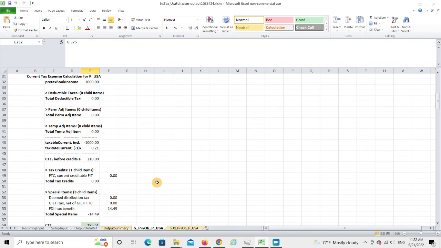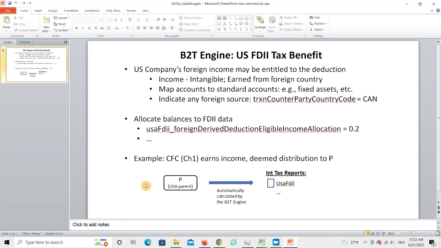So we see the engine takes care of a lot of details. To summarize, the user only needs to map his accounts to the standard accounts, such as fixed asset. And he needs to specify any foreign source country for the income or expense account balances. Then the B2T engine will automatically perform the calculation for the FDII tax benefit. That's it.